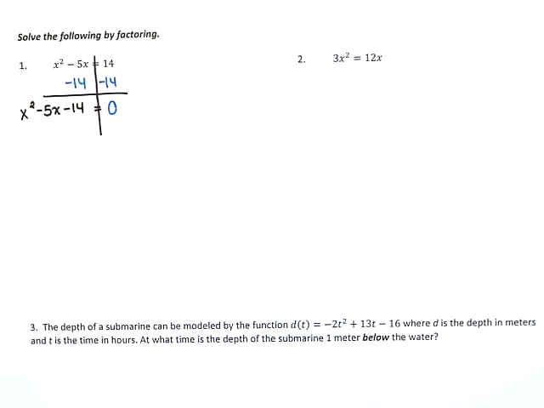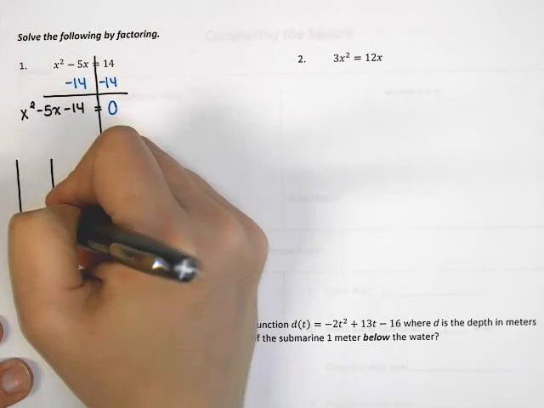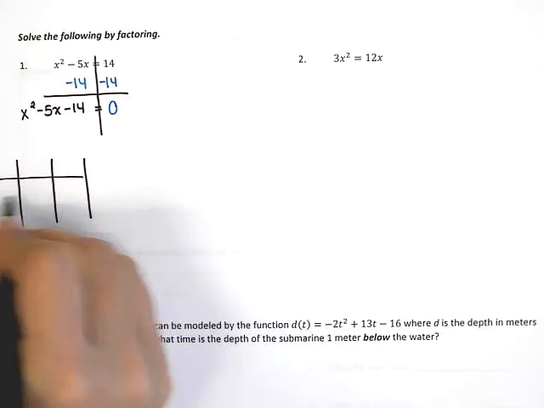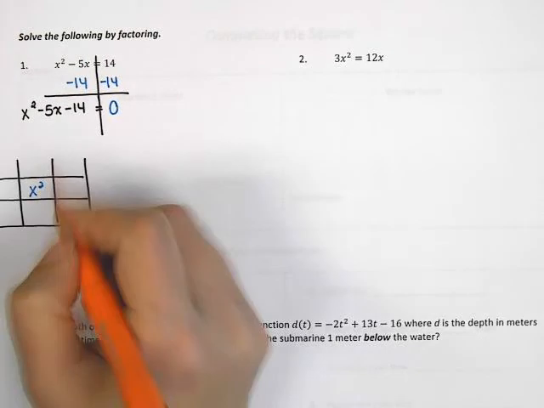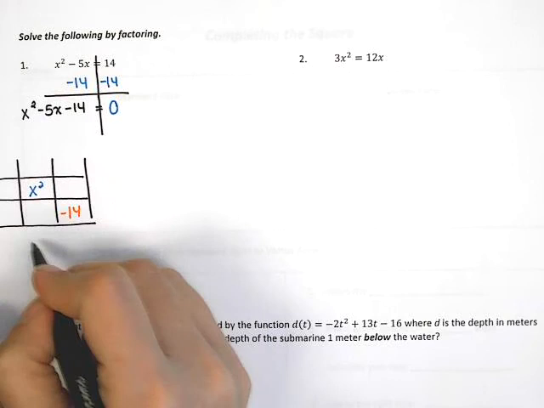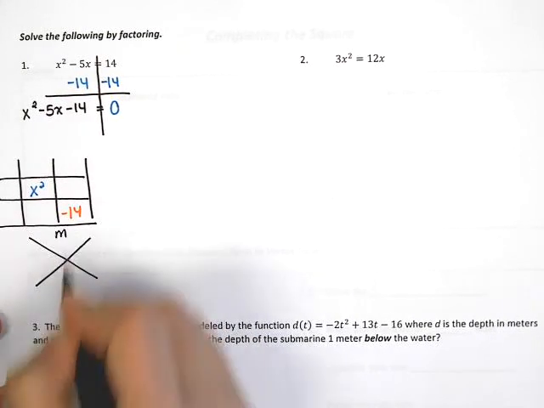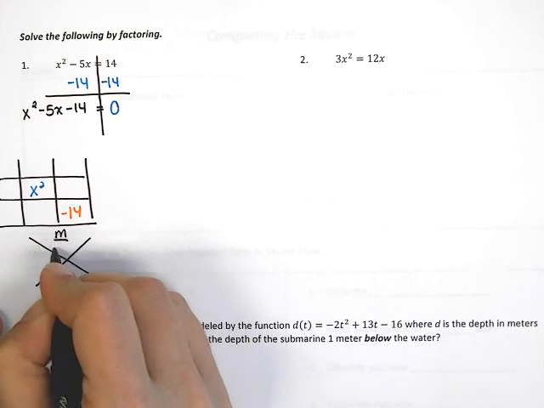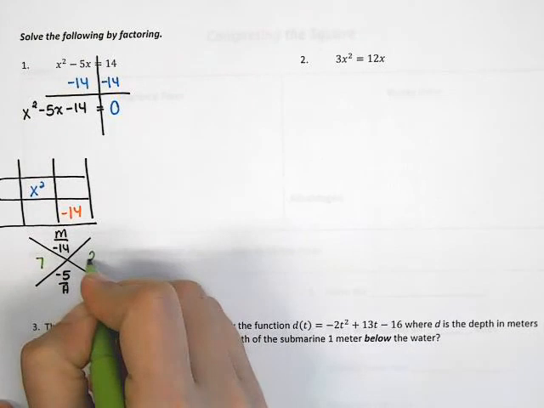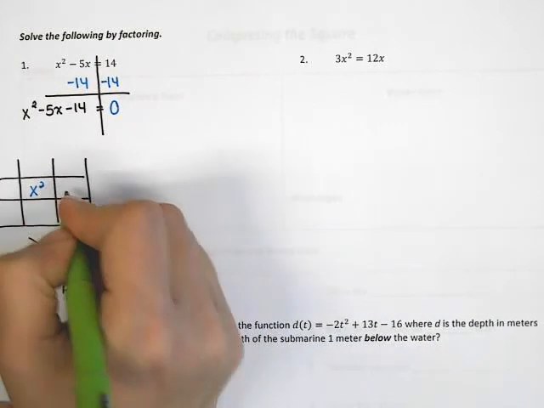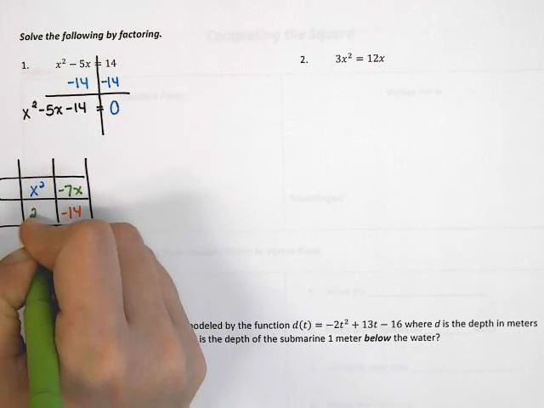Next, I'm going to factor. So in order to factor this, I'm going to start by looking for a GCF. For this problem, there is no GCF. Therefore, I'm just going to use the box method. So I'm going to fill in my x squared and my minus 14. I'm going to figure out my m and my a so I know what numbers to fill into the other boxes. My m would be negative 14 and my a would be negative 5. The factors of 14 that are going to make 5 are 7 and 2, and I would make the 7 negative. So I'm going to fill those into my other boxes.